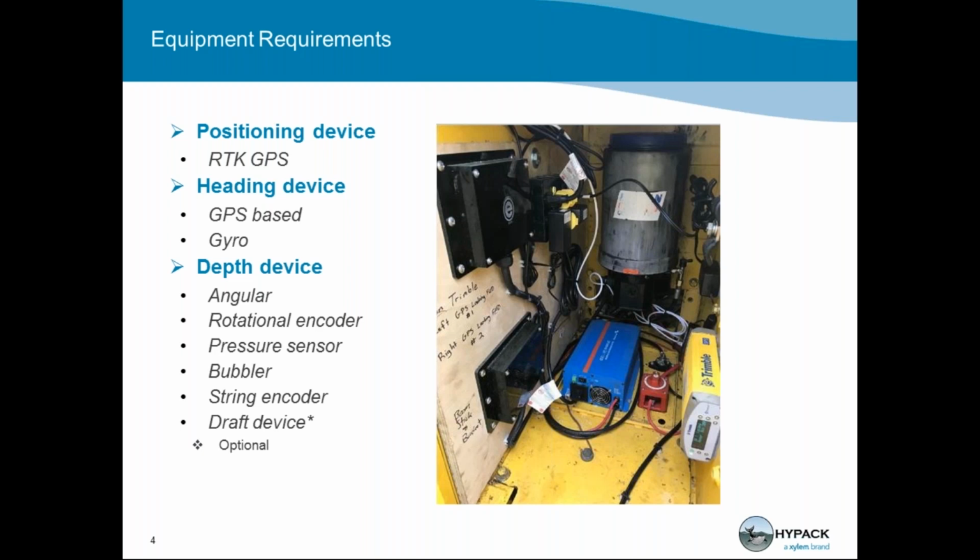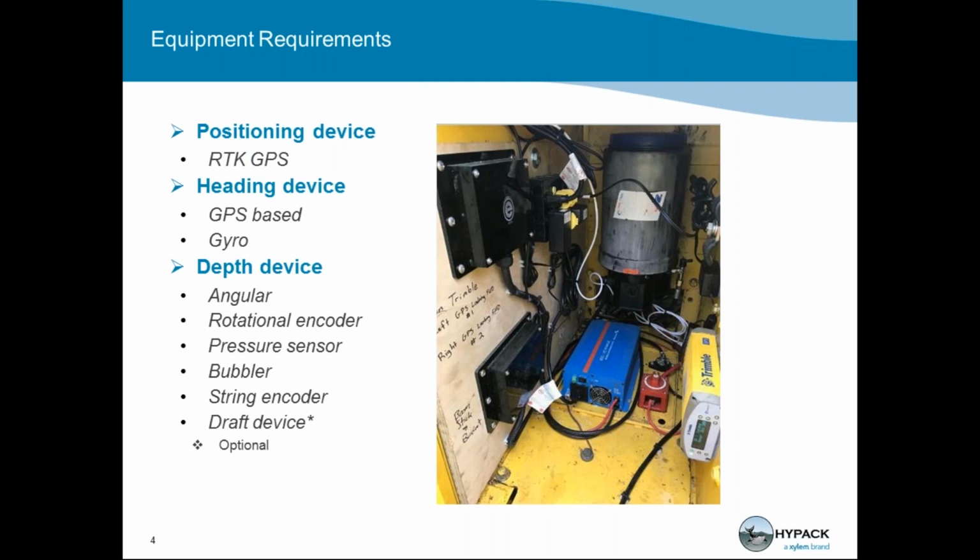We have basic equipment requirements. Typically, these requirements are positioning devices such as RTK GPS. RTK GPS is easily installed on these machines. Gives you better position than differential. You can bring in the corrections from a VRS network or a base station, and these work quite well.